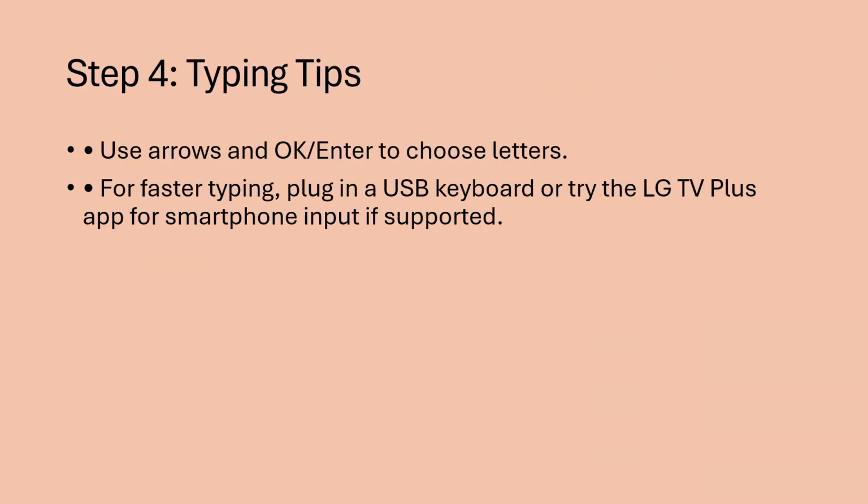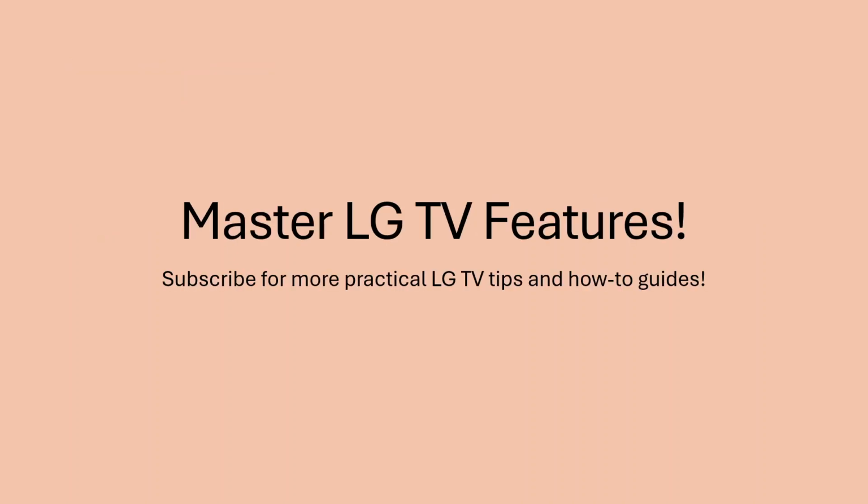Step 4. Typing tips. Use arrows and OK/enter to choose letters. For faster typing, plug in a USB keyboard or try the LG TV Plus app for smartphone input if supported. And that's how you get the on-screen keyboard on your LG TV.